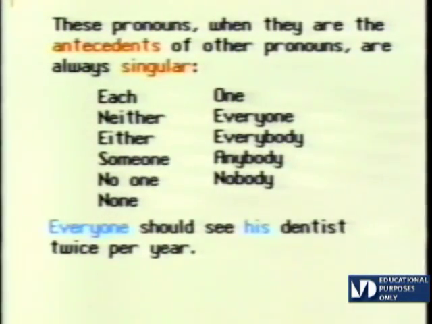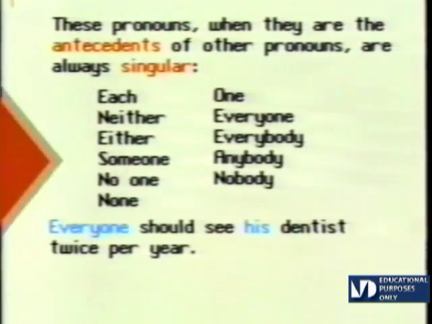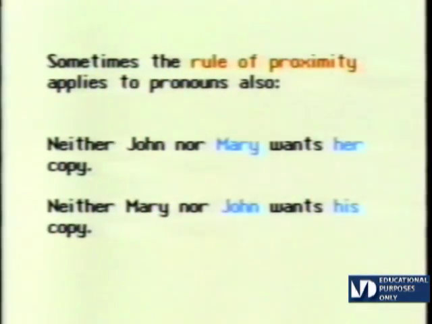These pronouns, when they are the antecedents of other pronouns, are always singular: each, neither, either, someone, no one, none, one, everyone, everybody, anybody, nobody. Everyone should see his dentist twice per year. Sometimes the rule of proximity applies to pronouns also. Neither John nor Mary wants her copy. Neither Mary nor John wants his copy.